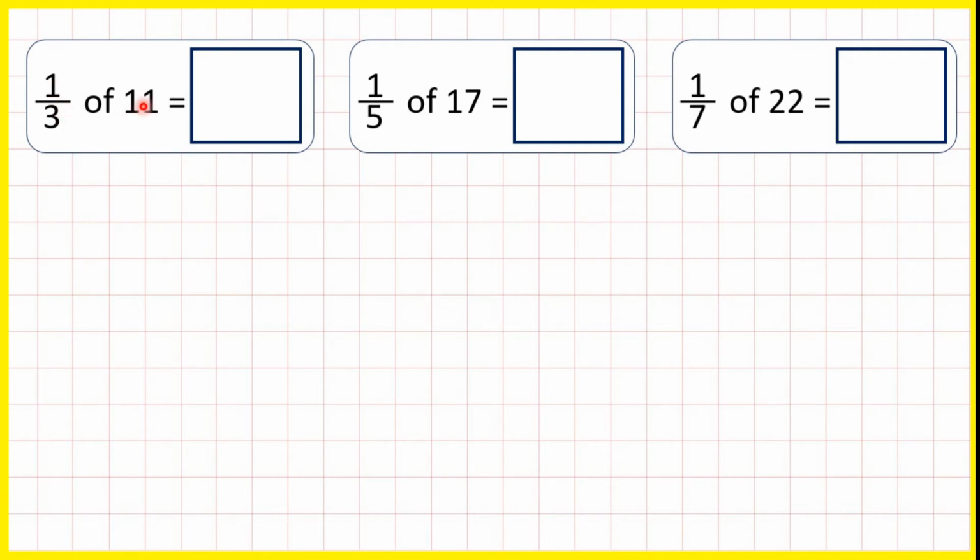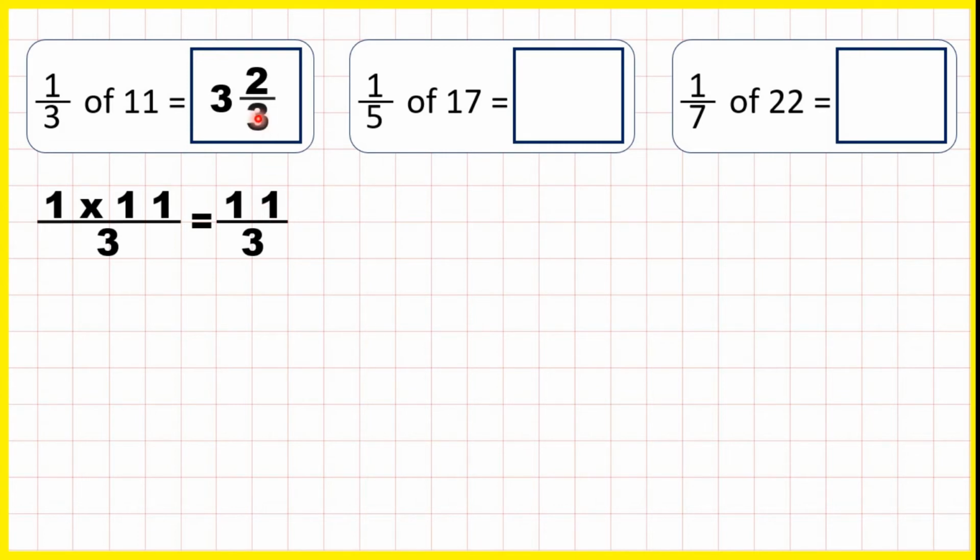So for 1/3 of 11, we can write the question out as 1 times 11 over 3. So that's 11 over 3. Now 11 divided by 3 is 3 remainder 2. That's because 3 times 3 is 9, but then we need 2 more to get to 11. And our denominator stays the same. So our answer is 3 and 2/3.